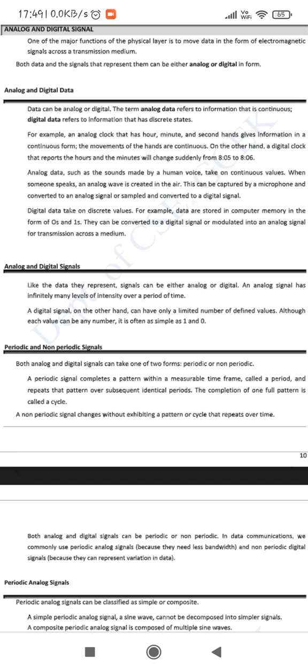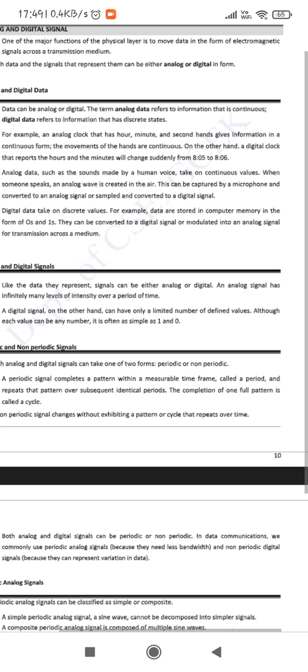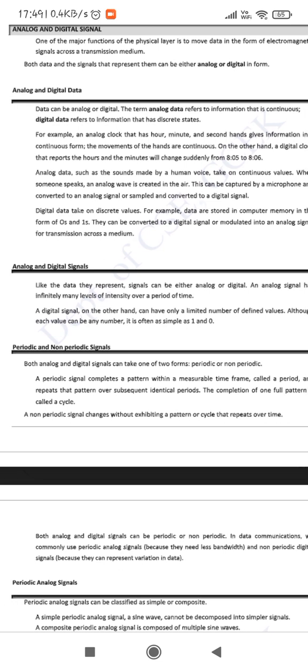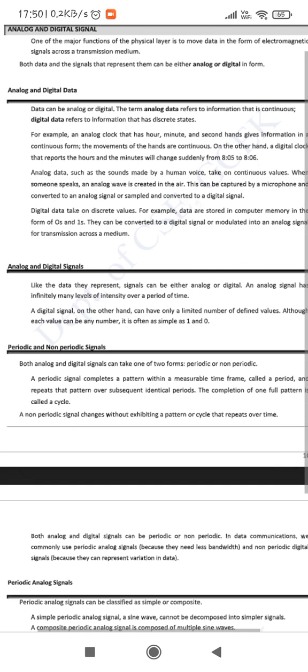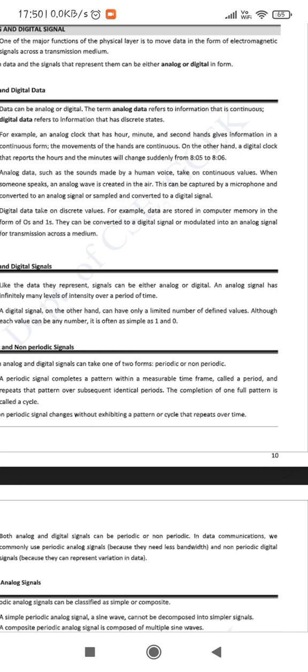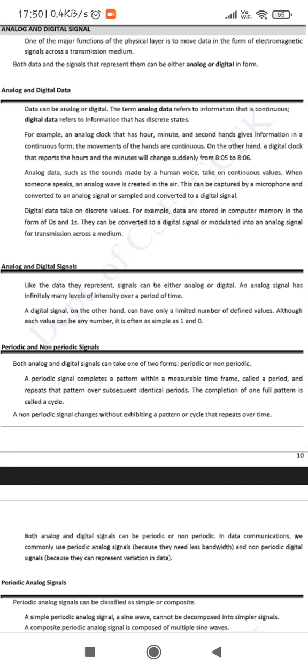8:06. Analog data, such as the sound made by the human voice, takes continuous values. When someone speaks, an analog wave is created in the air. This can be captured by a microphone and converted to an analog signal, or sampled and converted to a digital signal. Digital data take discrete values. For example, data are stored in computer memory in the form of ones and zeros. They can be converted to a digital signal or modulated into an analog signal for transmission across a medium.